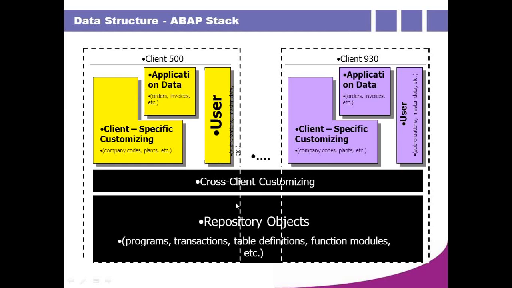So these three are client specific and these two are client independent. These three are client dependent, and the other is also called a cross client object, client independent or cross client. If you want, you can take a screenshot of this. Please take this. Okay, all right, I'm moving to the next slide.